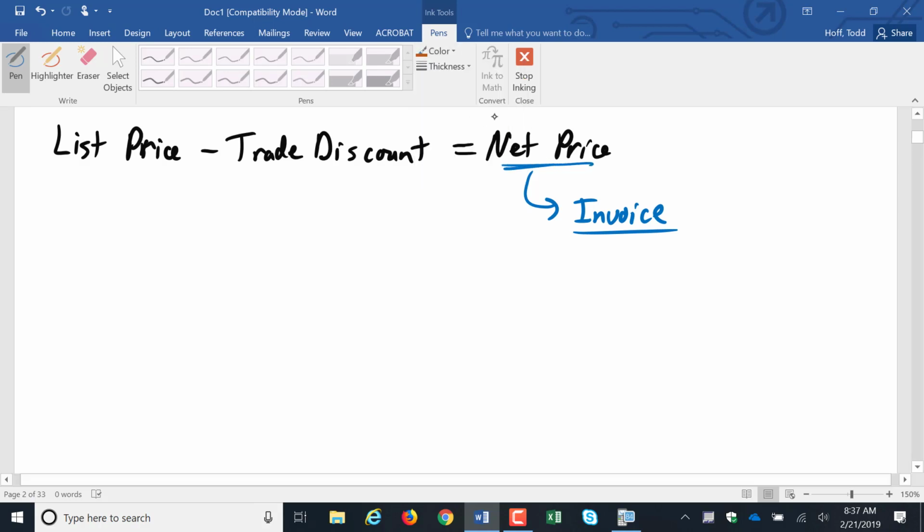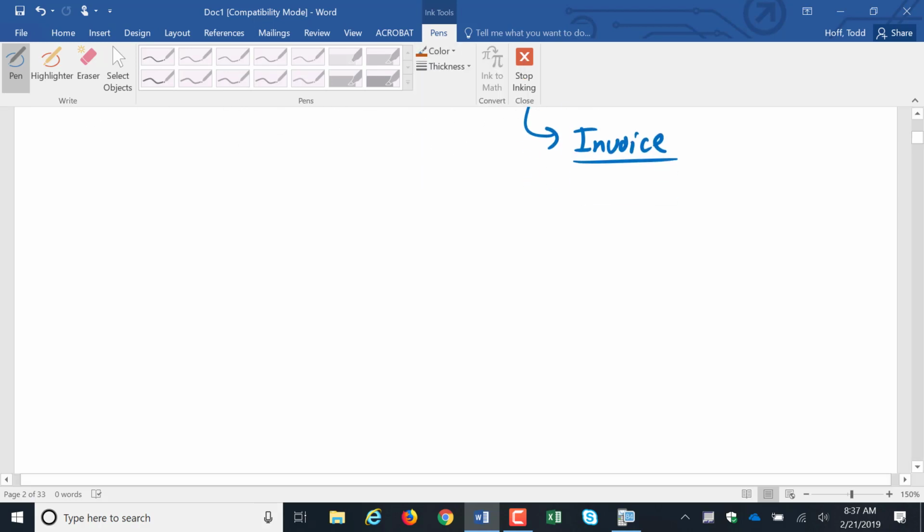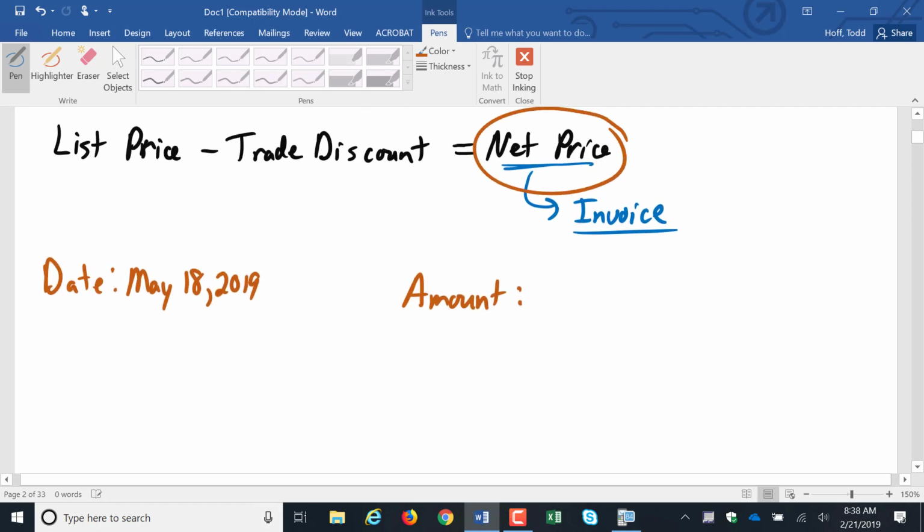So there are a few key things that go on the invoice. One, of course, is a date. It might be listed as May 18th. Of course, a year could be on there as well. Let's just do 2019. The other thing that goes on there is an amount, and that is going to be that net price that we calculated up here from our trade discount. That's going to be the amount that goes in there. So for right now, we're just going to fill in an amount. I'm going to make it $1,800.